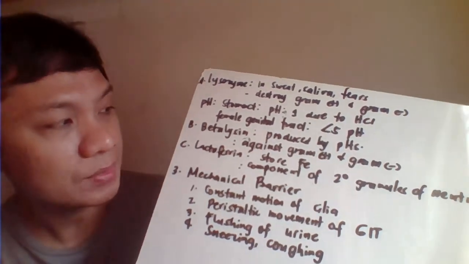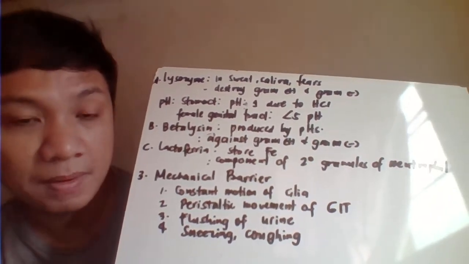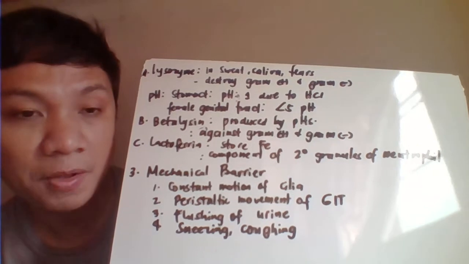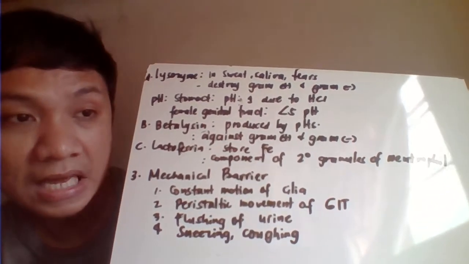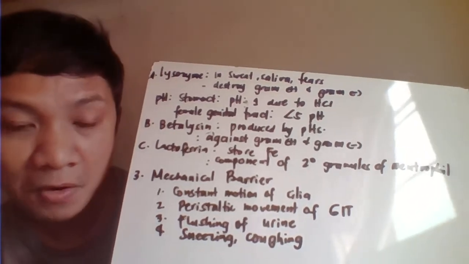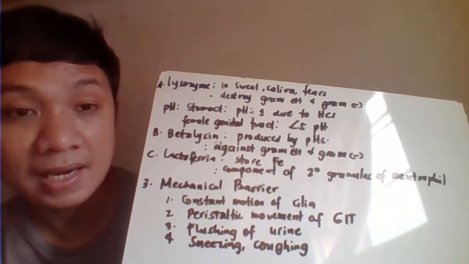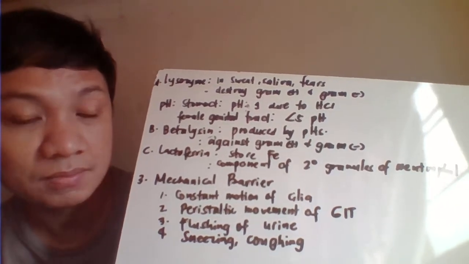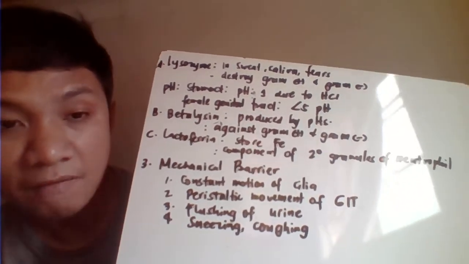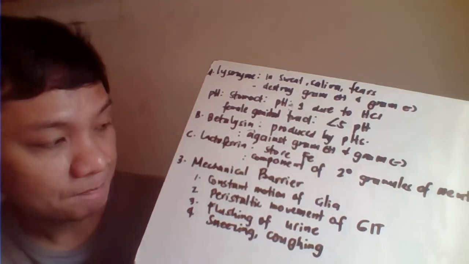For other chemical substances, we have beta-lysine, produced by our platelets, that tries to destroy both gram-positive and gram-negative bacteria. Lactoferrin is another chemical substance. Actually, this is a component of the secondary granules of our neutrophils that can help kill organisms. So all of these have antimicrobial properties.